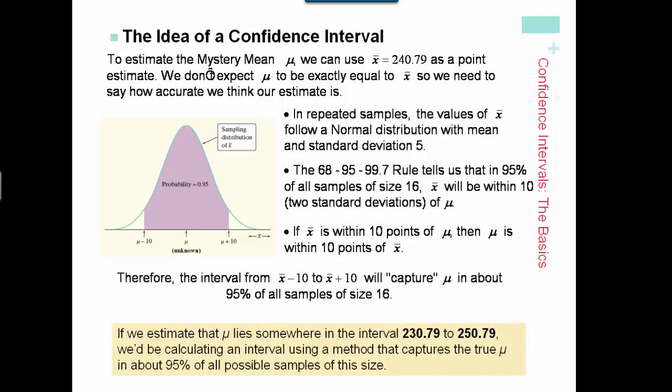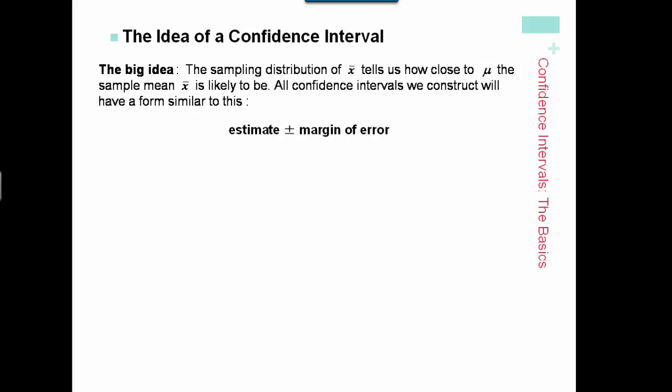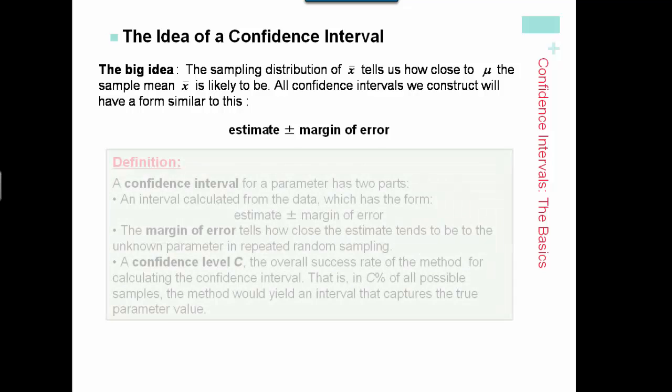If we estimate that mu lies somewhere in the interval from 230.79 to 250.79, we'll be calculating an interval using a method that captures the true mu in about 95% of all possible samples of this size. The sampling distribution of x bar tells us how close to mu the sample mean x bar is likely to be. All confidence intervals we construct will have a form similar to this: estimate plus or minus margin of error.